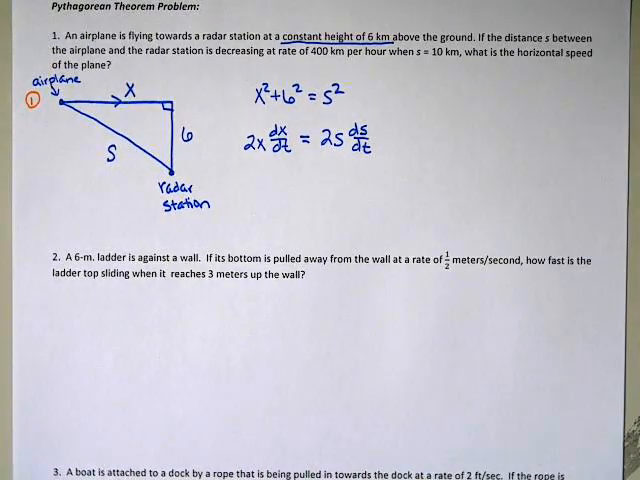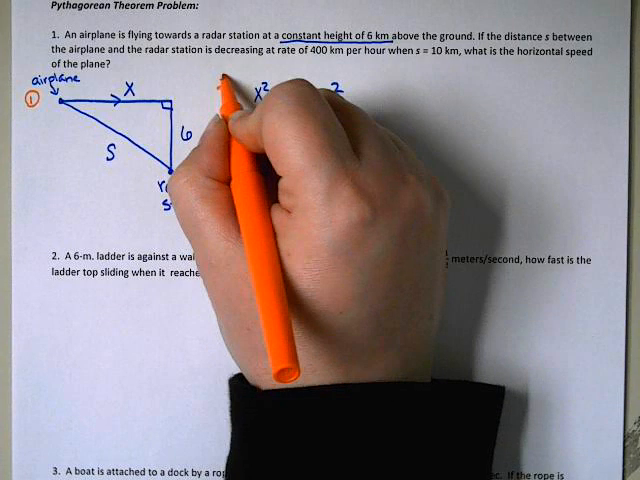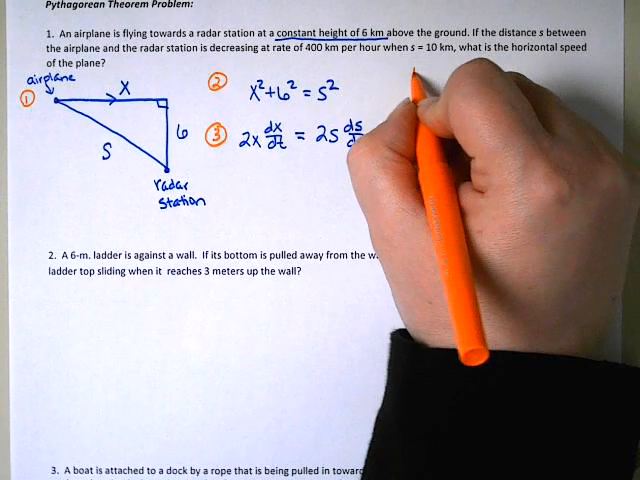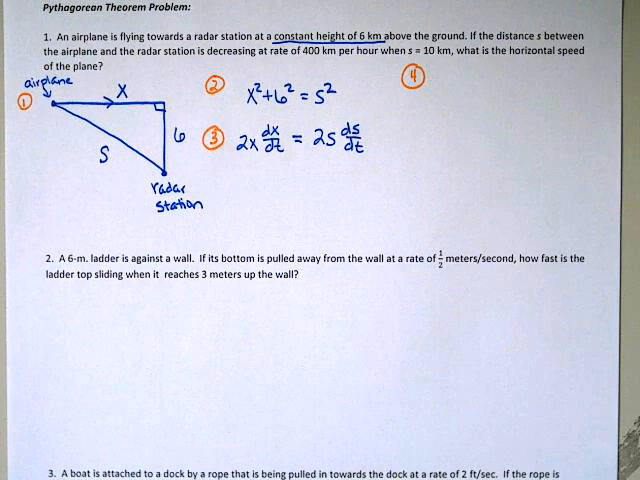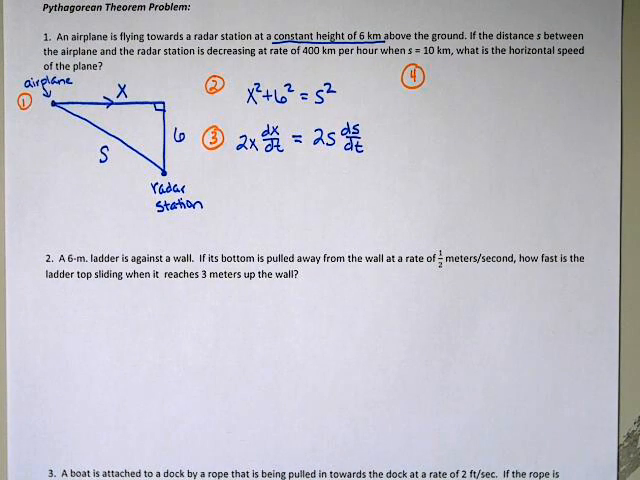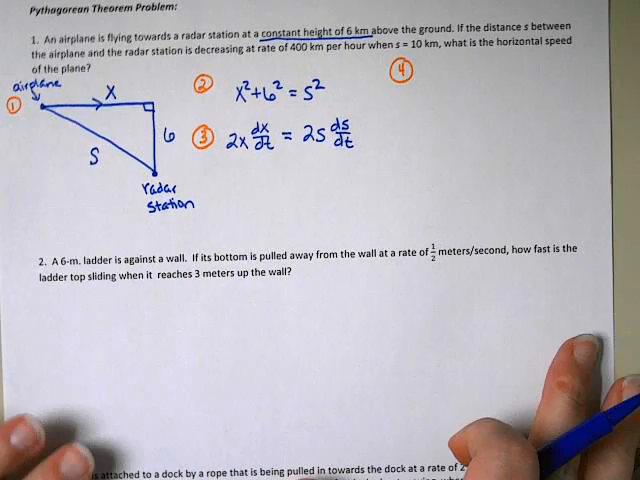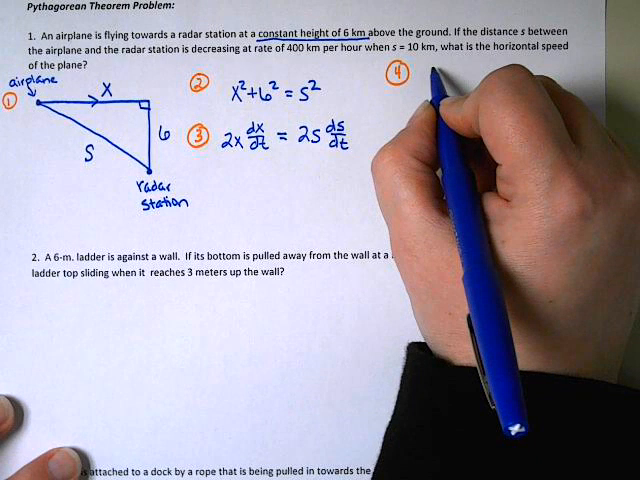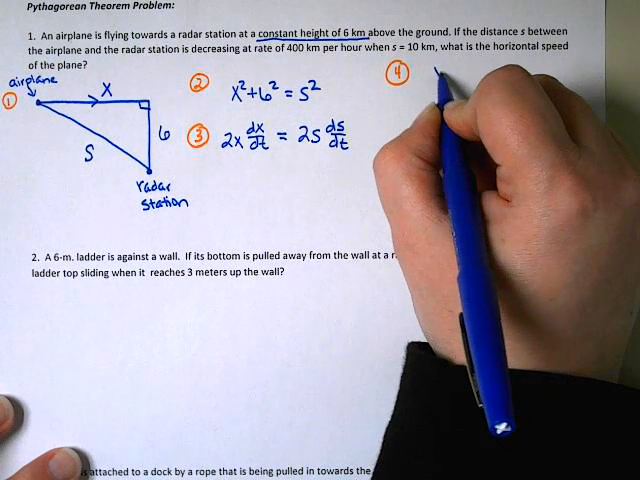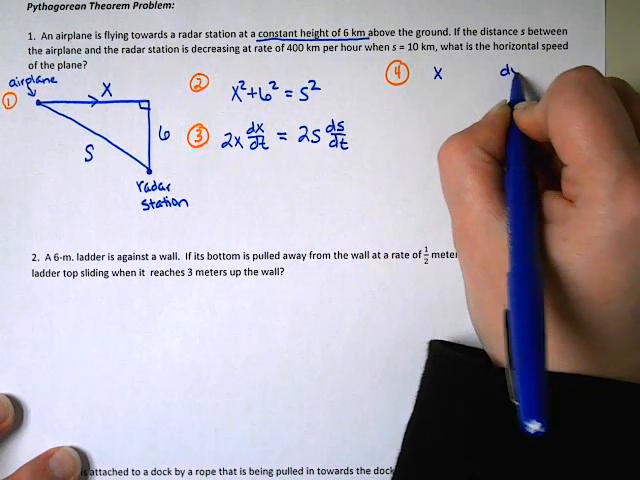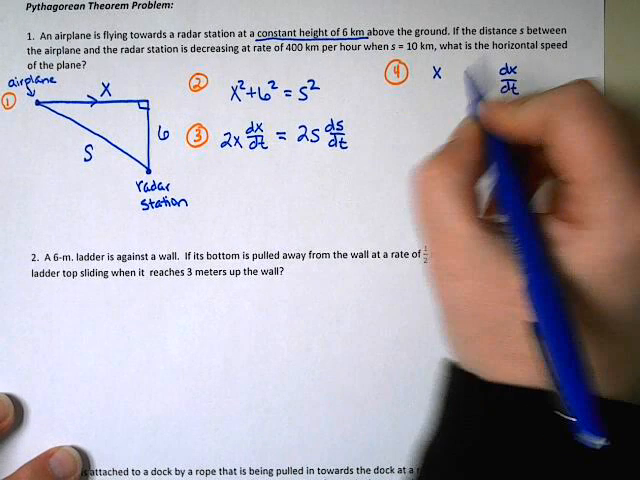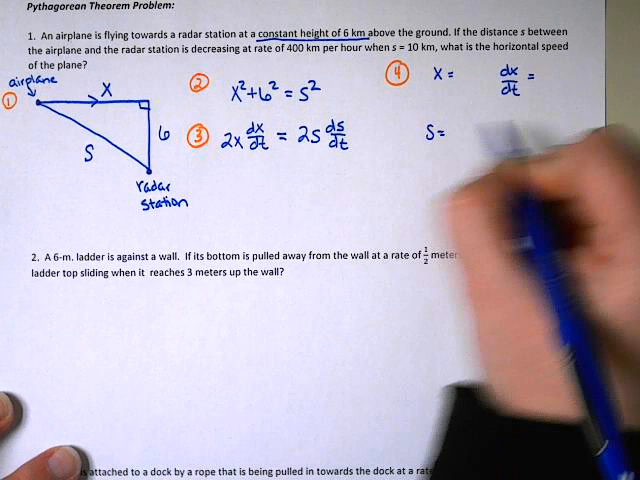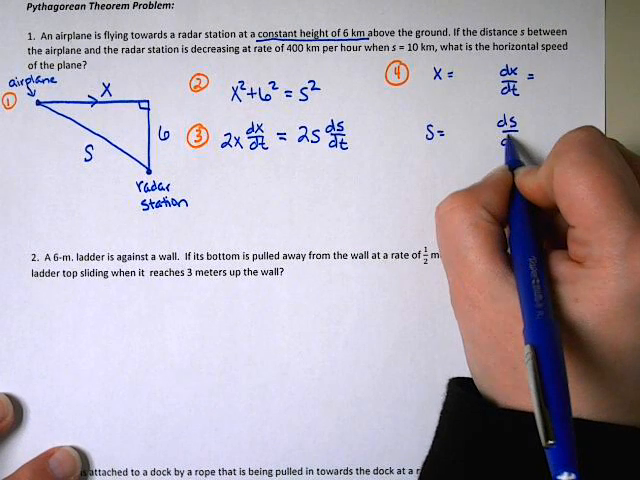Okay, so this was my step 2. I wrote my equation. Step 3 was to take the derivative. So now we're moving on to step 4, which was to list the variables and their derivatives and fill in the values that we know. Well, in order to use this formula, I can see that I need to know what x is. I need to know what dx/dt is. And then I have got s and ds/dt.